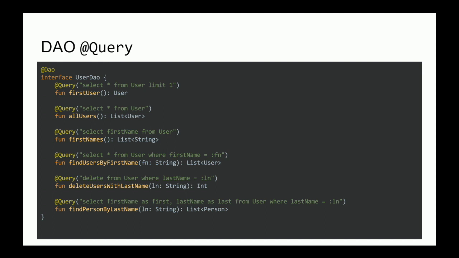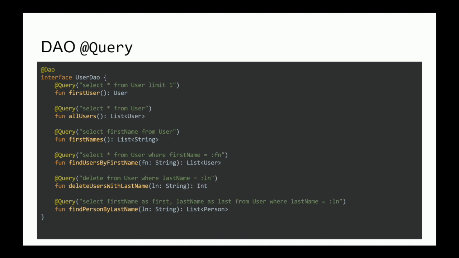So here are a couple of examples where we just do a select for a single user, map it onto a user, and again, Room will then generate this implementation for you. Same for all users, we just return a list of things. We can also select just a single column. So if I want to get a list of all first names in my database, we just specify that we want a list of strings because Room knows how to map the single column onto a string.